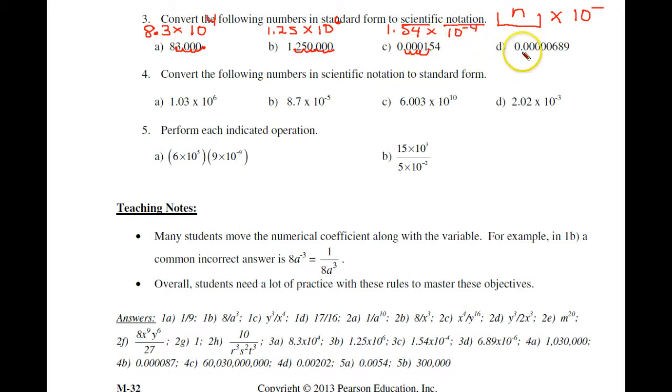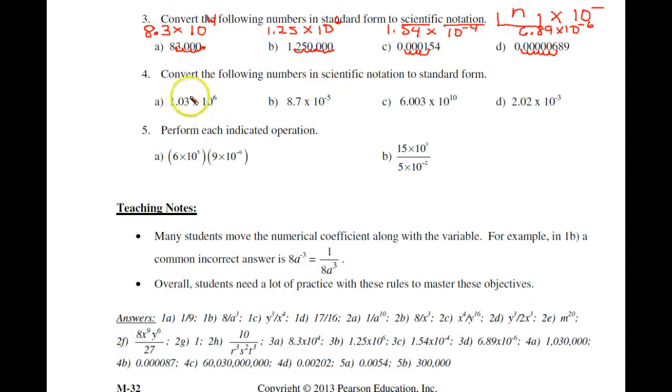Now here we have to keep track of the zeros here. 1, 2, 3, 4, 5, 6. 6.89 times 10 to the negative 6. Not too bad. And again, you'll be practicing.